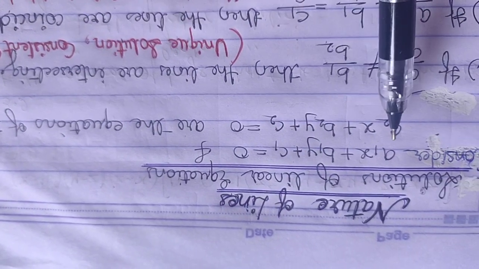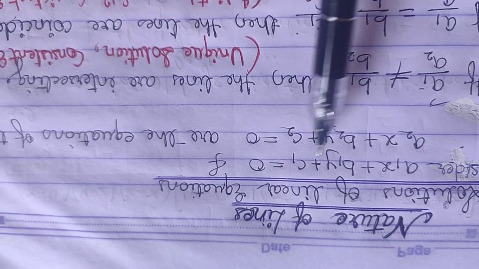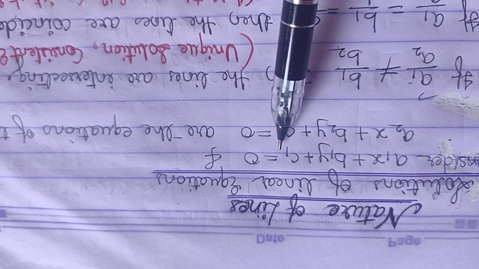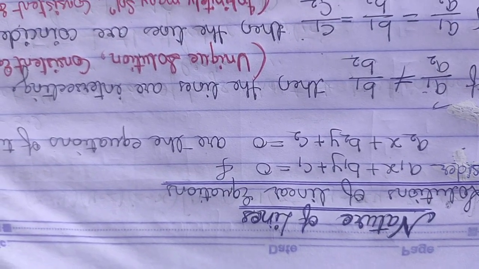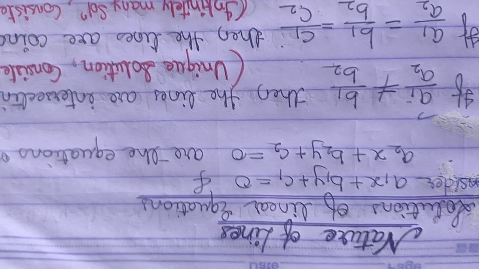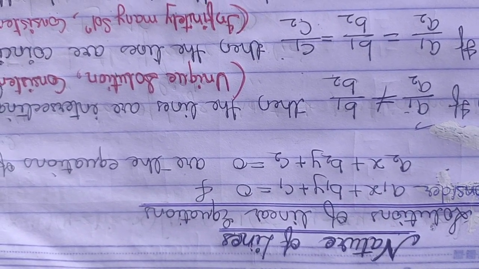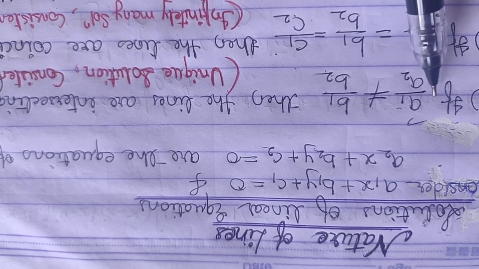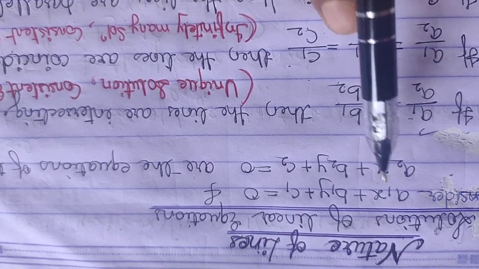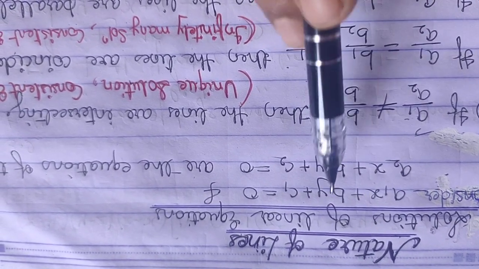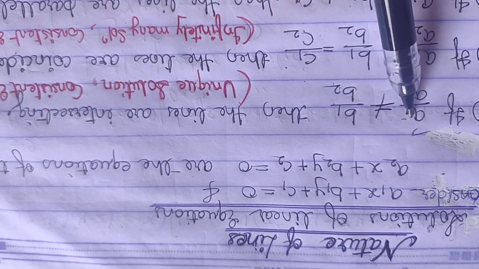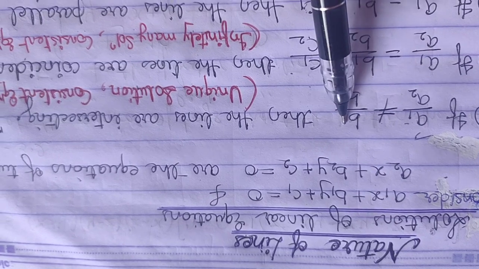Okay, now we can find the nature of the lines if the equations are given without drawing the graphs. So observe these equations carefully. These are the coefficients of x, y and the constant terms. Now we have to compare the ratios of these coefficients and the constant term. So we'll consider the ratio a1 upon a2 and b1 upon b2, the coefficients of x and y.